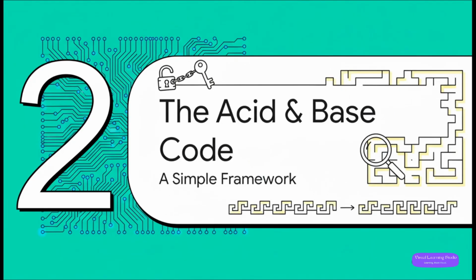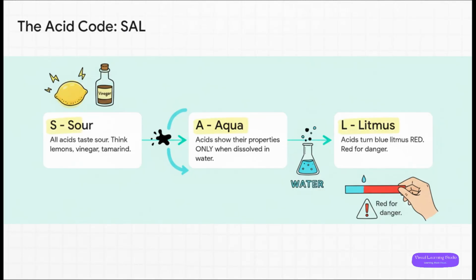I want you to stop thinking of this as boring memorization. Instead, think of it like you're cracking a code. Because I guarantee, once you see this pattern, you won't be able to unsee it. Okay, for acids, the code is super simple. SAL. First up, S is for sour. Easy enough, right? Think of lemons, vinegar, that sharp, tangy taste. That's the acid working its magic.